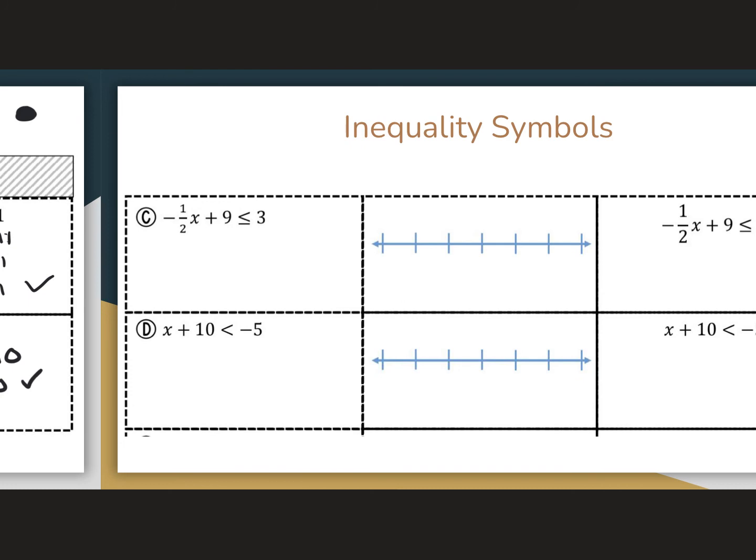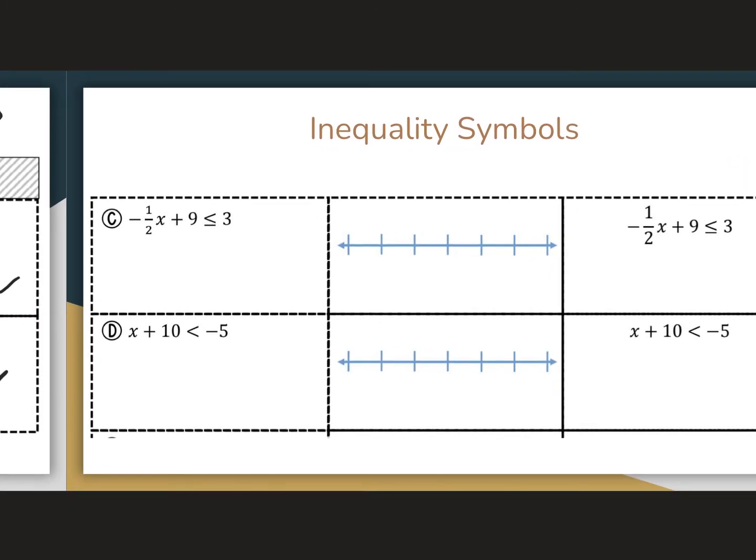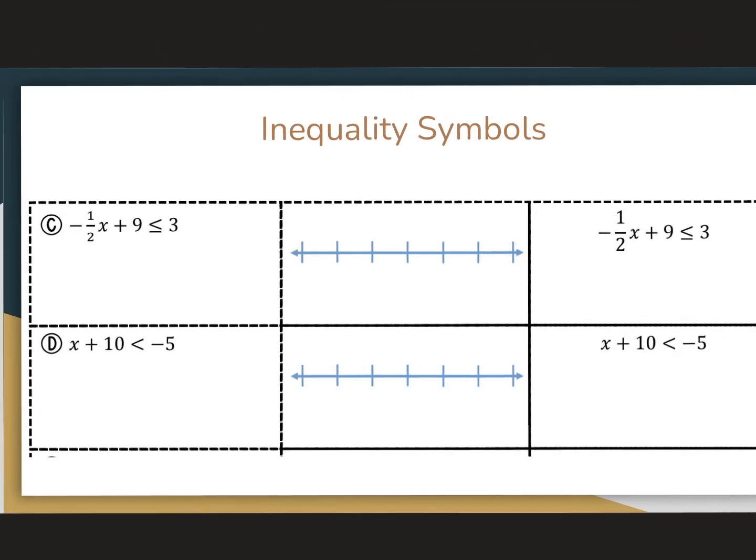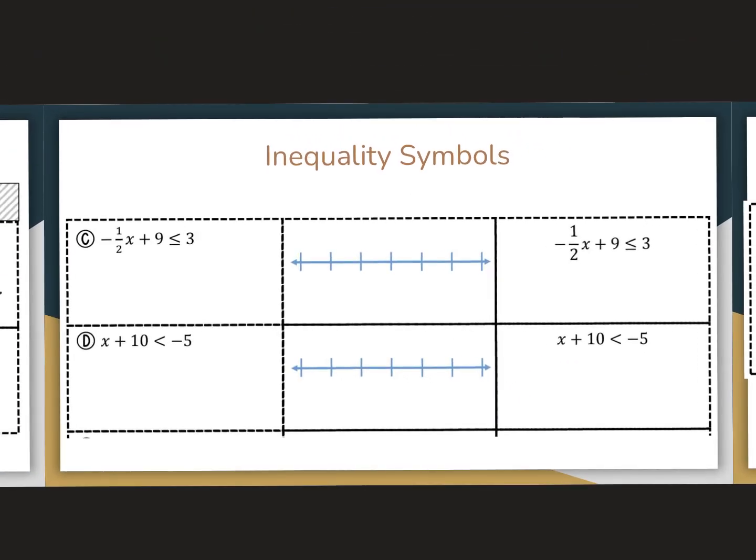All right. So now I want you to pause the video and try the next examples for me. All right, so we have for C, negative 1/2 x plus 9 is less than or equal to 3. And then we have x plus 10 is less than negative 5.